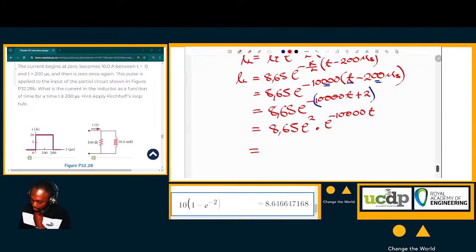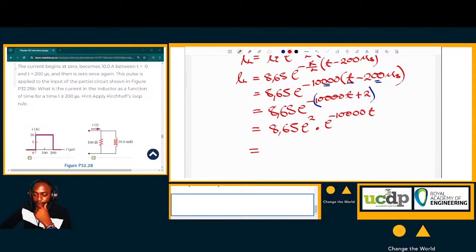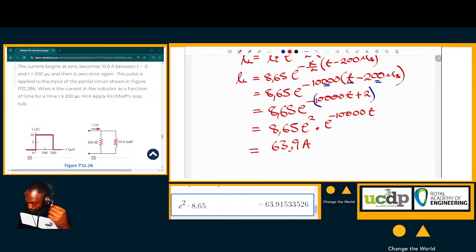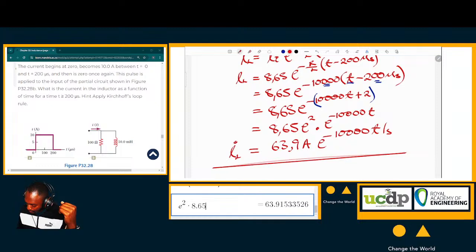So why we did that is so that we can get a numerical value, which will be basically punching in the numbers, so you get 63.9 amps exponential negative 10,000 t, with t in seconds. So that's how you would find your current.